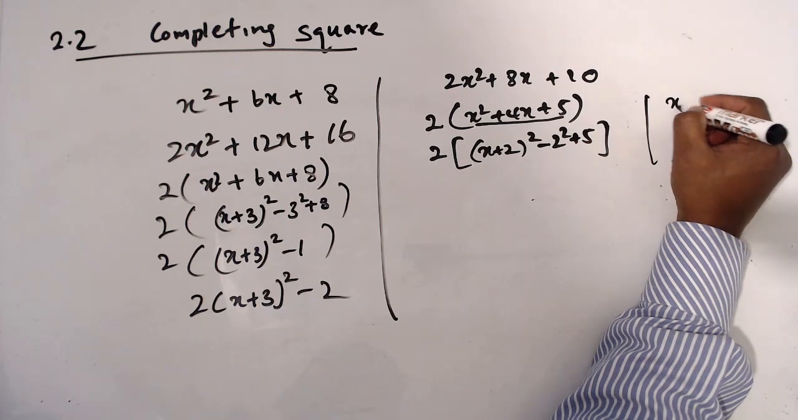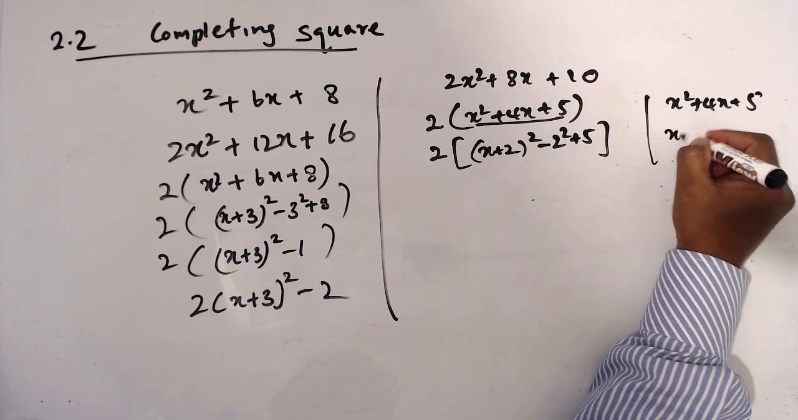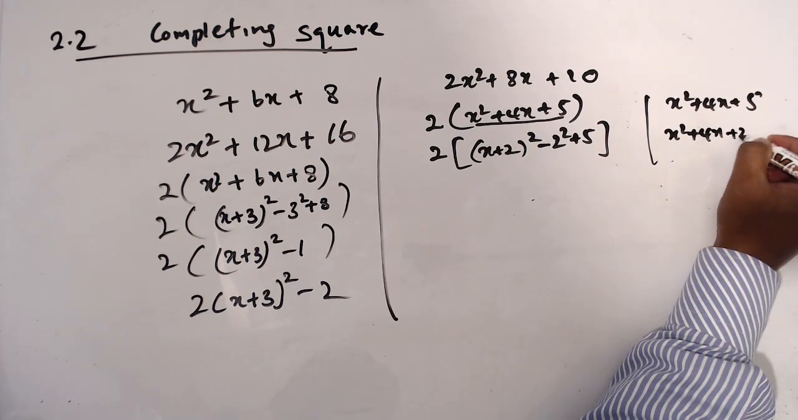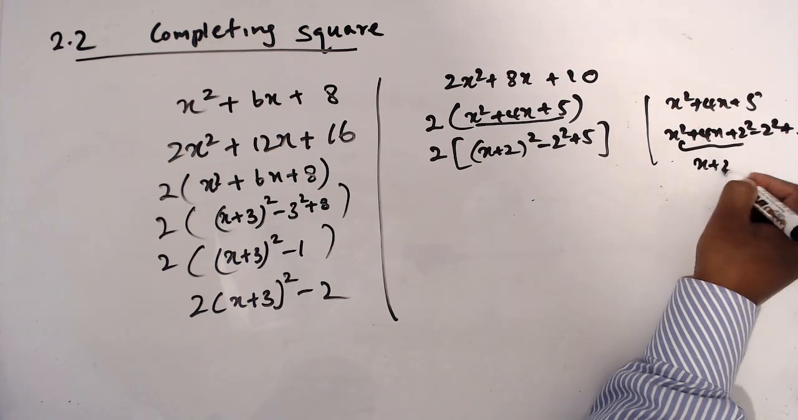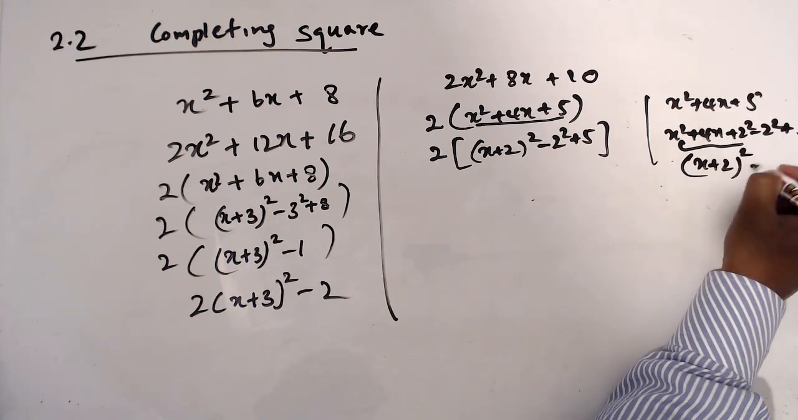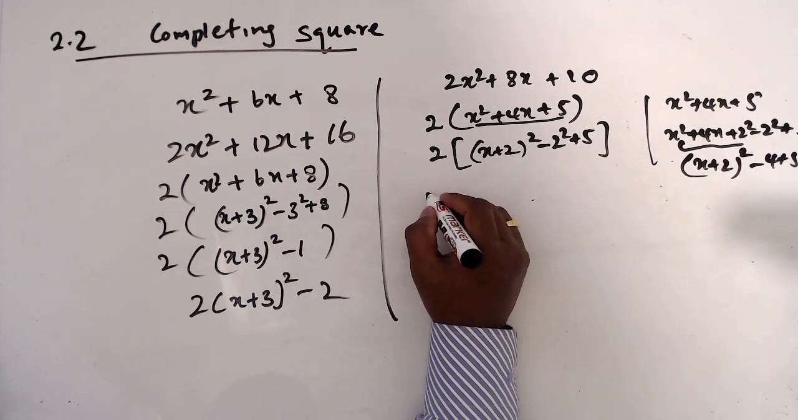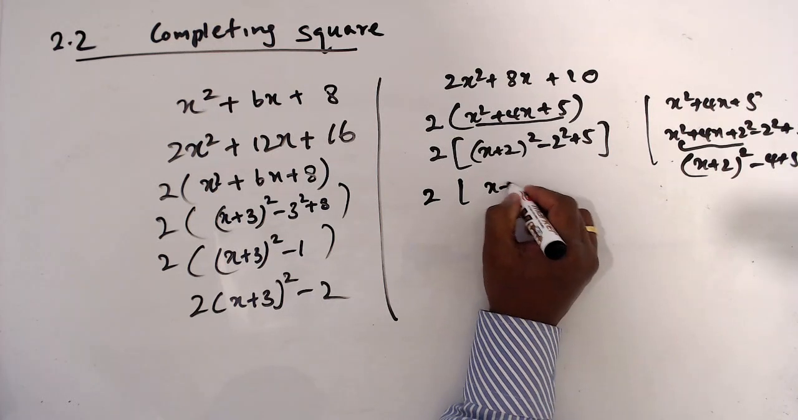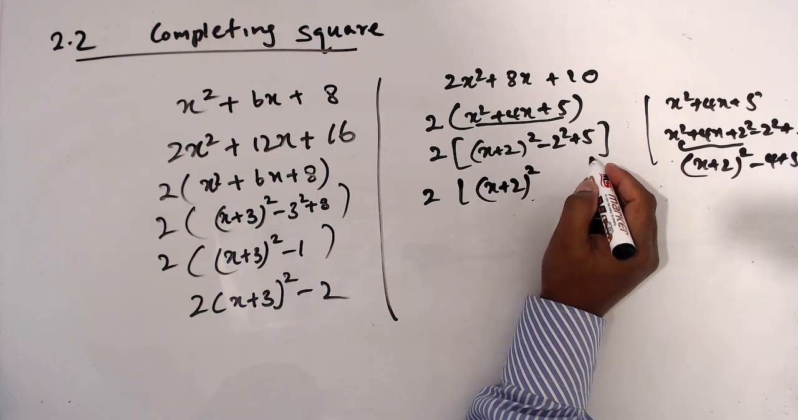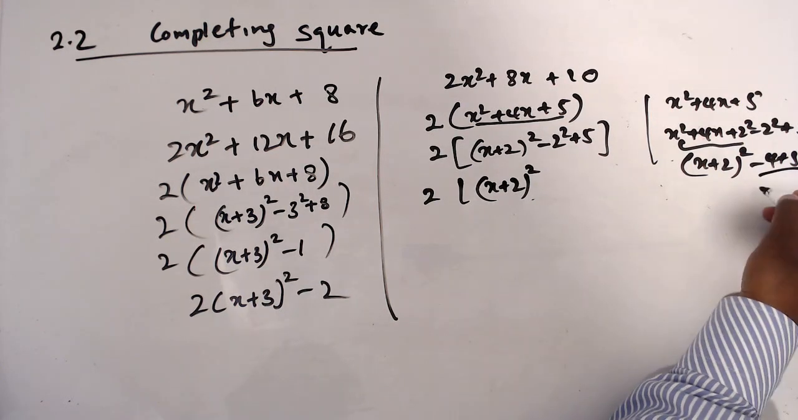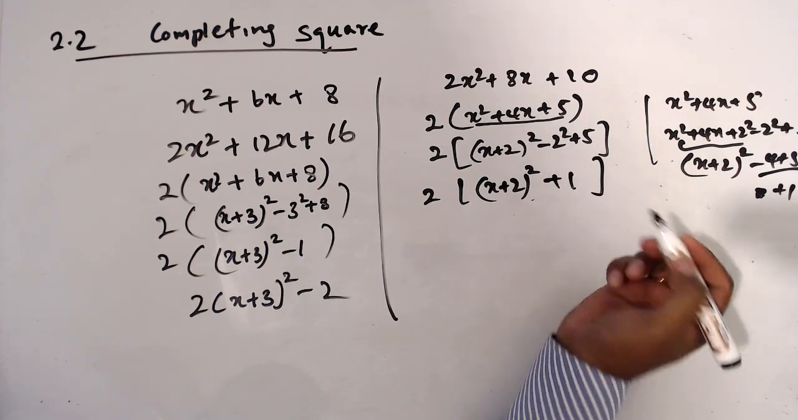Because I know that x square plus 4x plus 5, I can write x plus 2 square minus 2 square plus 5. This is going to be x plus 2 square minus 4 plus 5. So then 2 times x plus 2 square, and minus 4 plus 5 is plus 1. So then this is plus 1.